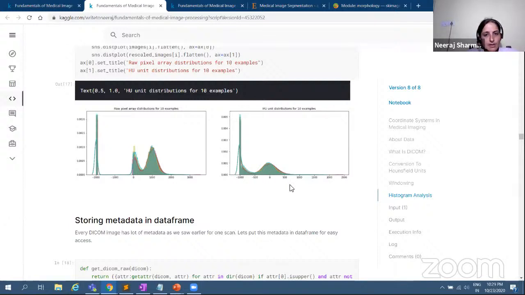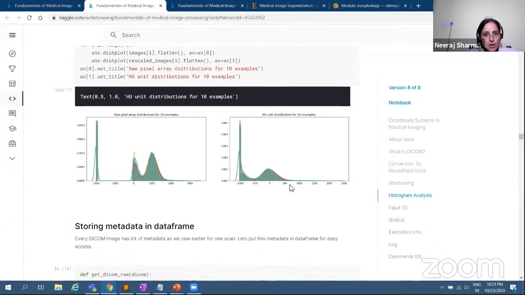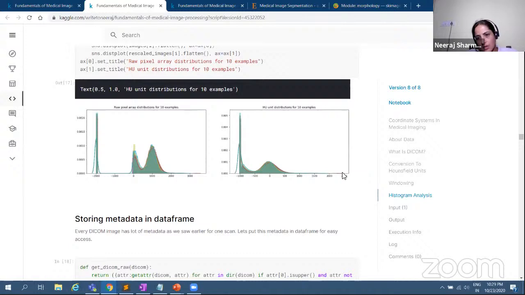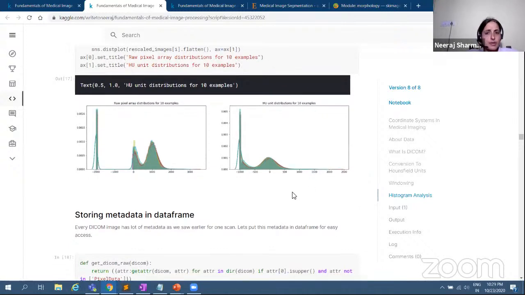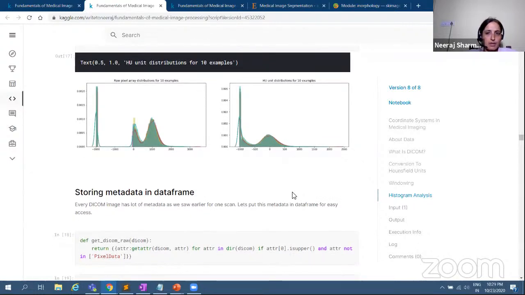So this is the histogram analysis. We can see what the range of the HUs is in our images. Sometimes it goes up to 2500 for very dense bones, and for metals it goes till 30,000 or something. So if it goes beyond that level, beyond 2000 or 3000, that means it is metal. We can suspect that there is a metal.